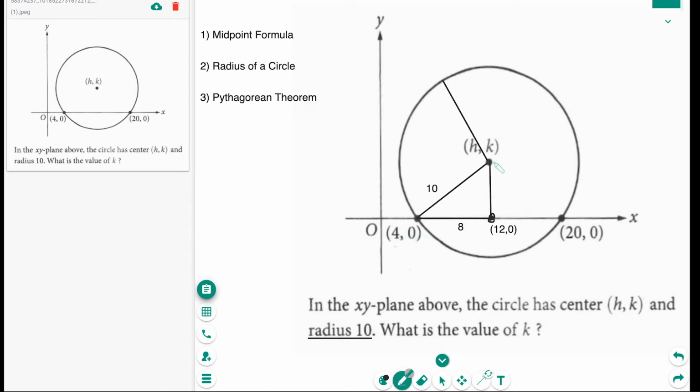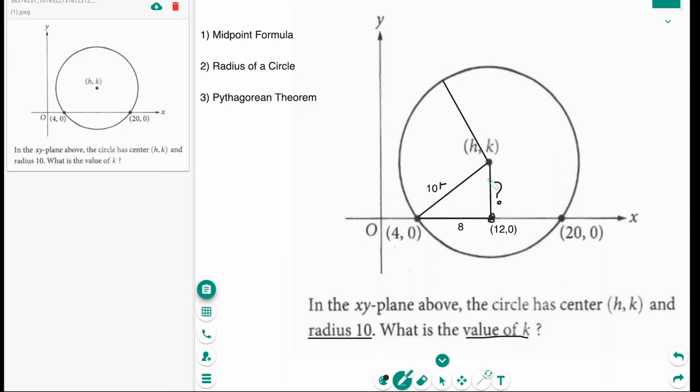Then we know that our line from 40 to the center of the circle, HK, is length of 10 because this is the radius. Let's write a little r here so we can remember that it's the radius. And now we're trying to figure out one more. We don't know what this length is. And this is really what we're trying to solve for because we want to get the value of k.